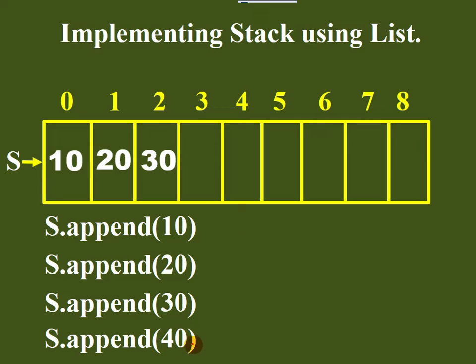Finally, let me insert one more element. So the code is s dot append within bracket 40. So 40 is appended to the stack, it is inserted at the top. So in order to insert an element into a stack implemented using list, the statement is s dot append within bracket the element that you want to insert.